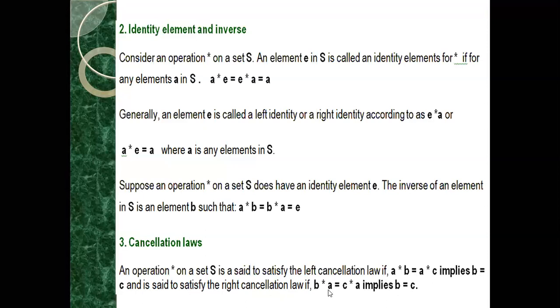In a similar way, B star A is equal to C star A. Here A is on the right side, so this is the right cancellation law. B star A is equal to C star A implies B is equal to C. And together these are called the cancellation laws for the left hand and right hand.